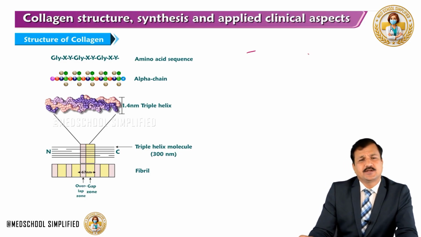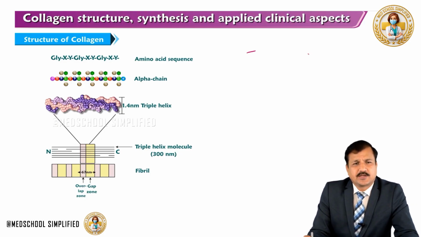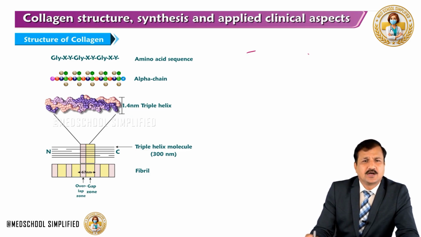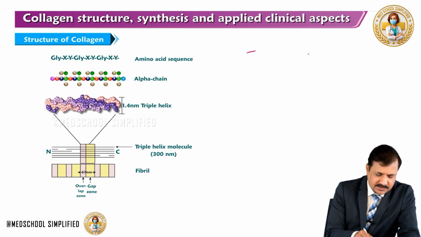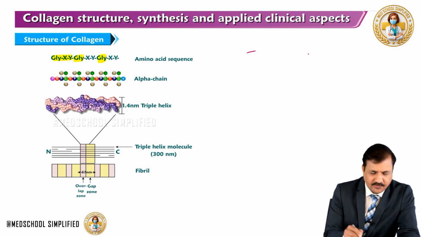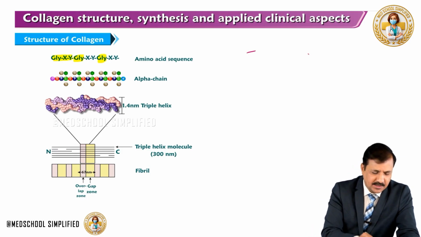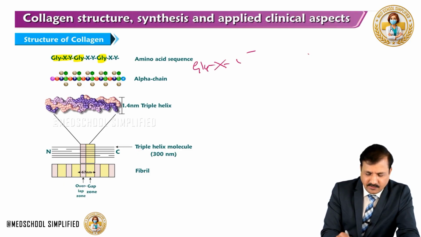Alright, now let's get into the structure of the collagen molecule. As you see here, the amino acid sequence of collagen is written as glycine-X-Y, and this glycine-X-Y, as you see, is repeating. Glycine is appearing in every third position, followed by X and Y. So what is there in X and Y position? Glycine-X-Y repeats n number of times.